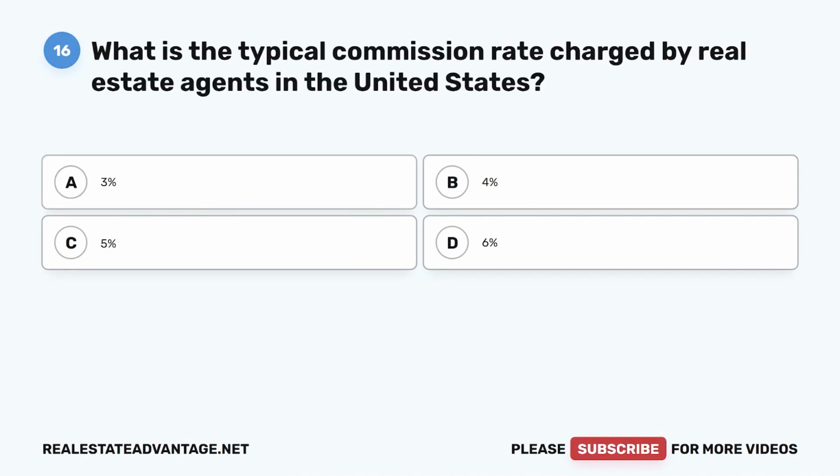Question 16. What is the typical commission rate charged by real estate agents in the United States? A. 3%, B. 4%, C. 5%, D. 6%. The correct answer is A.